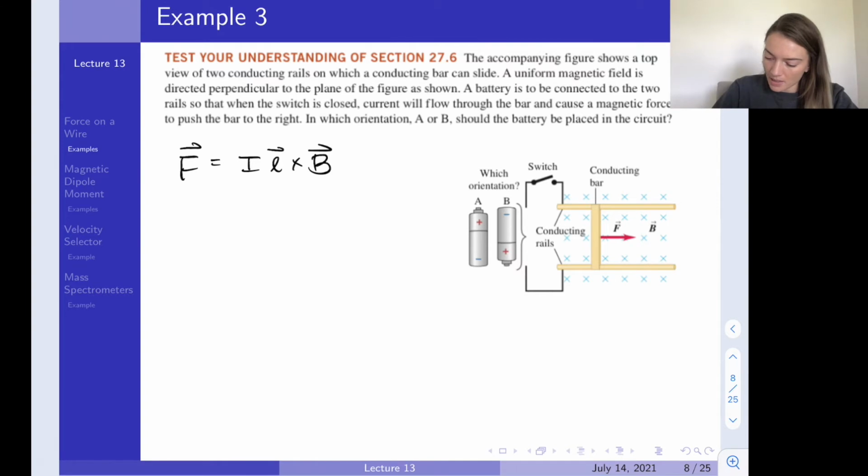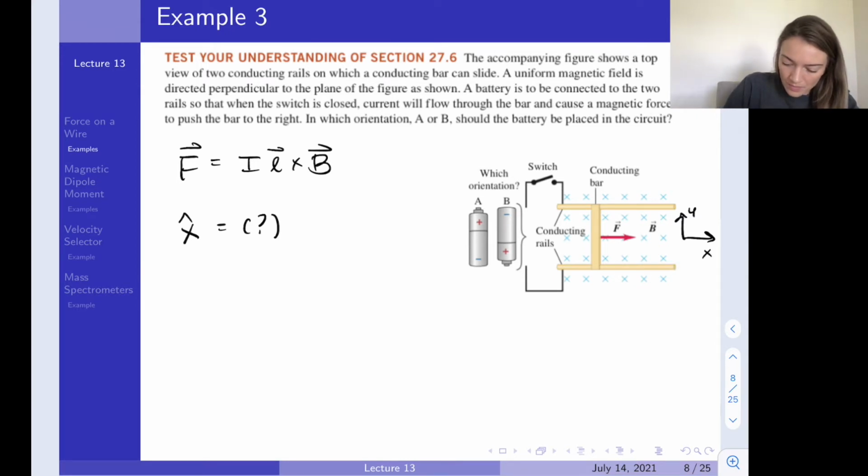So let's set up an axis. We'll call this y and this x, and then out of the page is z. So we want our force to be in the x direction. And then our current, we don't know what direction it's going to be in. It's either going to be in the positive y direction or the negative y direction, right? Because this bar is oriented along the y-axis. So the current can either flow down this way or up this way. Now our magnetic field we know is into the page, so that corresponds to the negative z direction.